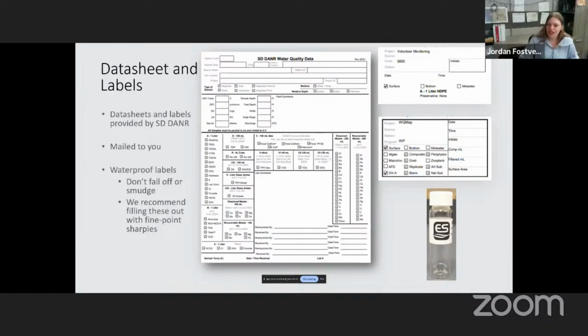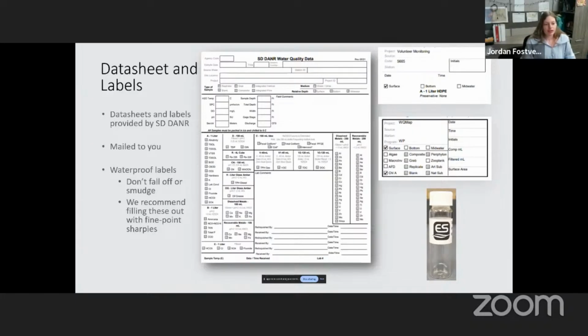So this big sheet is what our data sheet looks like. It comes pre-filled with all of the things that the lab is sampling for. All you have to fill out is the sample date, the sample time, and the initials of everyone that was sampling that day. Same thing for the labels. This top right label is what the A, B, and C bottles look like. The same thing, date, time, initials.